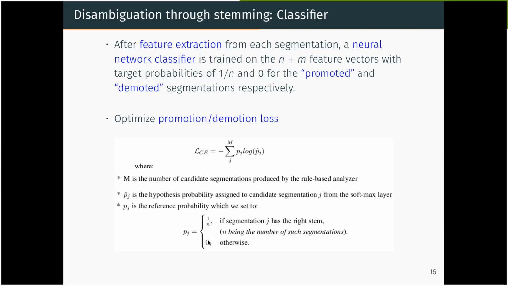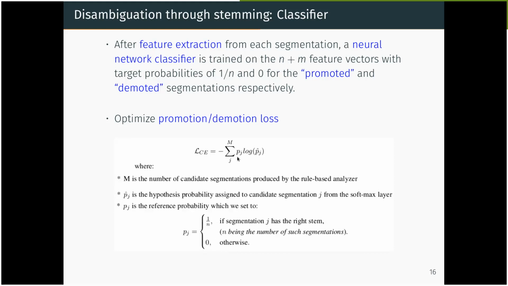And for others, you give them probability of 0. So now you have a traditional classification problem where you have input being a vector of features and the output being a probability. And you optimize a cross entropy loss function. So I was using a neural network.